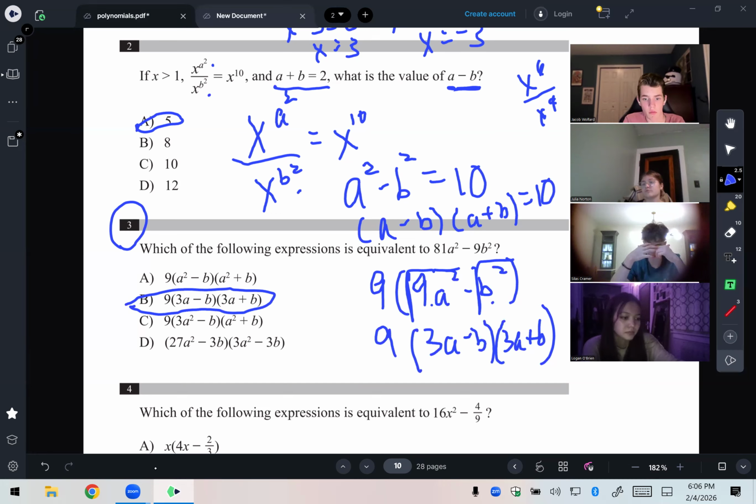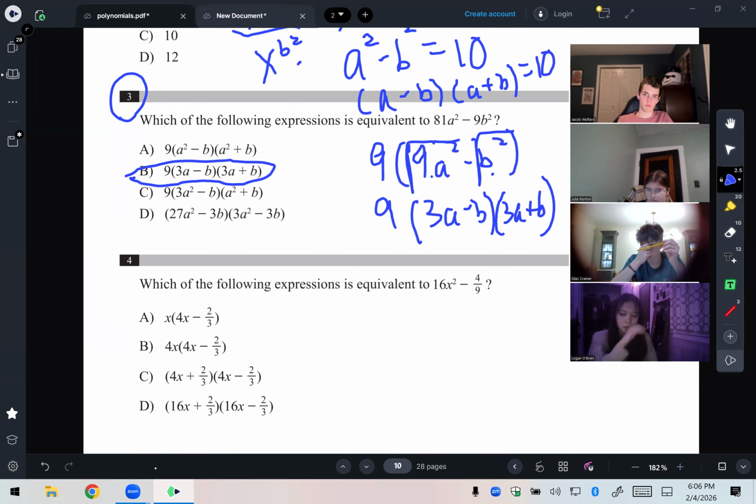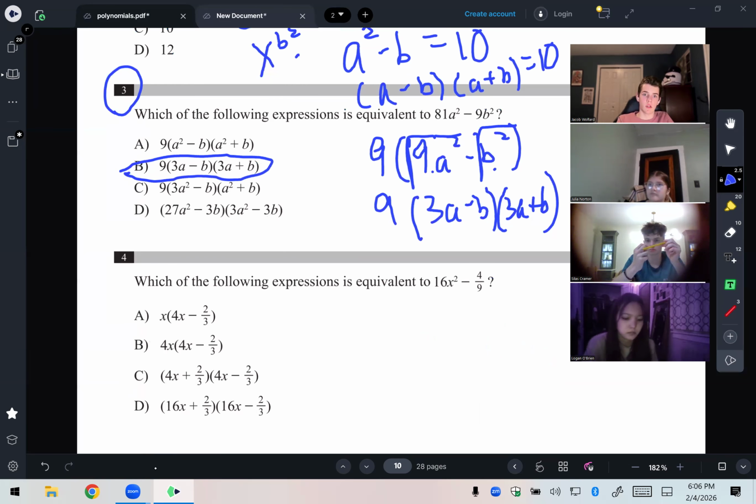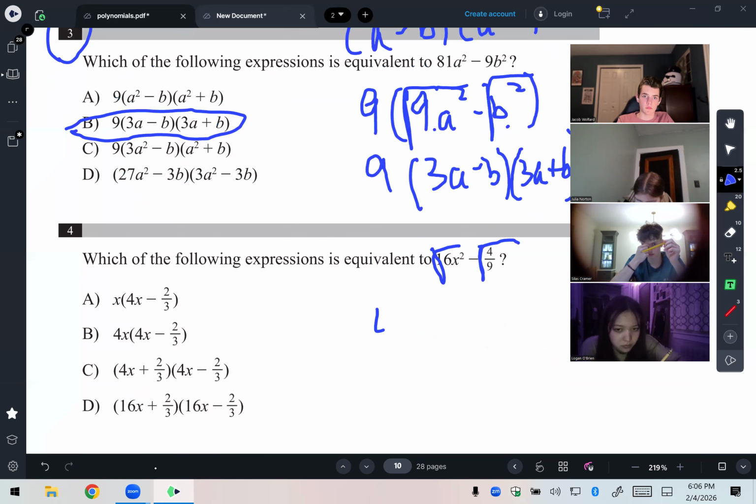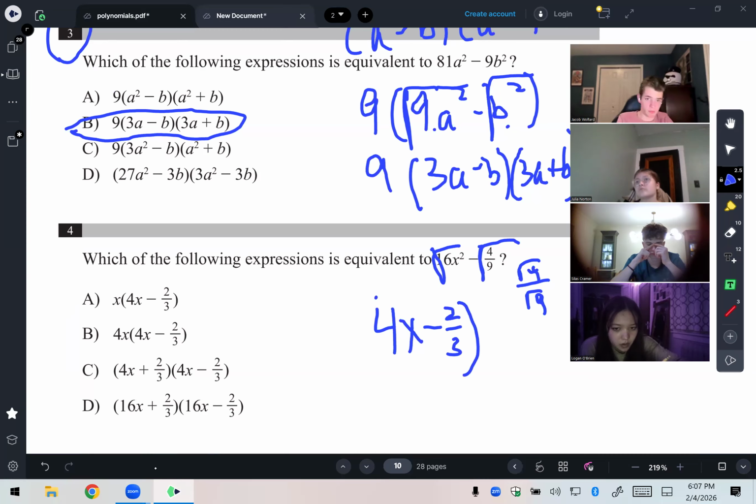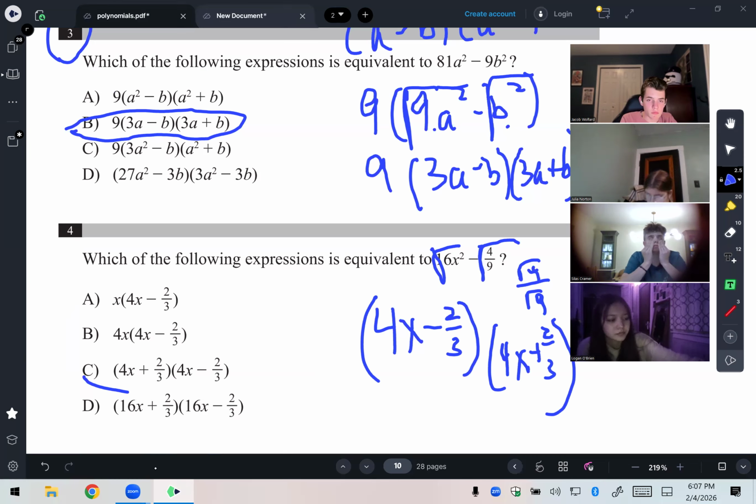And then the last one on that hard page. So here, this is sort of set up like the difference of two squares, although we have a fraction. So we're going to take the square root of this term and the square root of this term. So that'll give us 4x, and the square root of 4/9 would be the square root of 4 over the square root of 9. That's totally legal to do math-wise. So that'll be 4x minus 2/3 and 4x plus 2/3. And so that would be answer choice C. So good with that one?